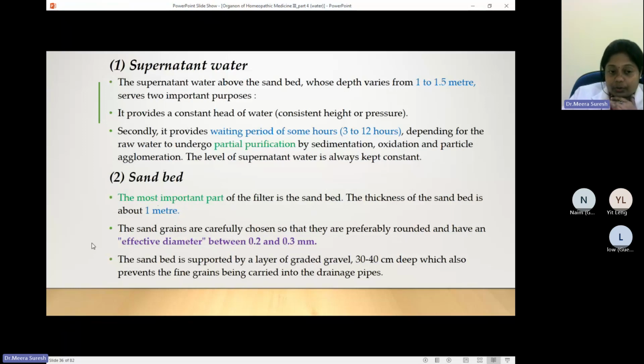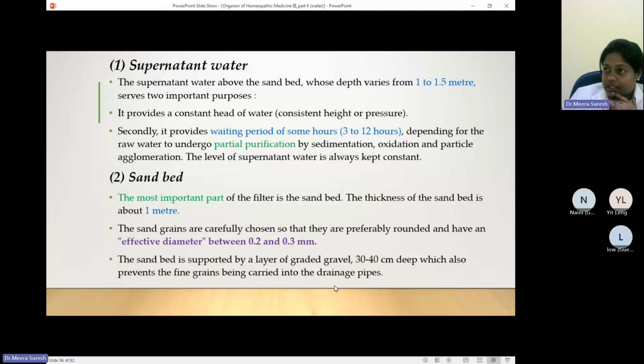So that is why you have to remember the sand size that is being used in the slow sand filter, 0.2 to 0.3 millimeter. The sand bed is supported by a layer of graded gravel, 30 to 40 centimeter, which also prevents the fine grain being carried into drainage pipes.